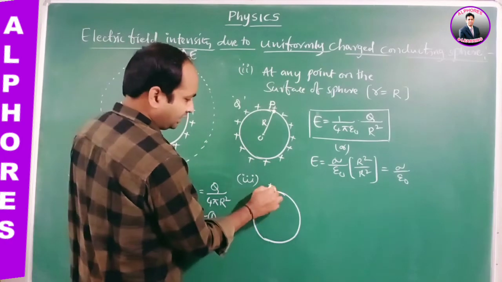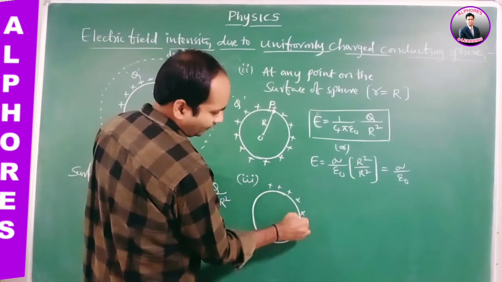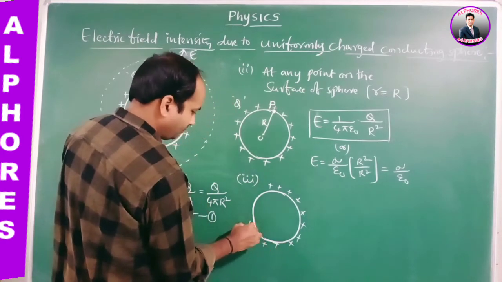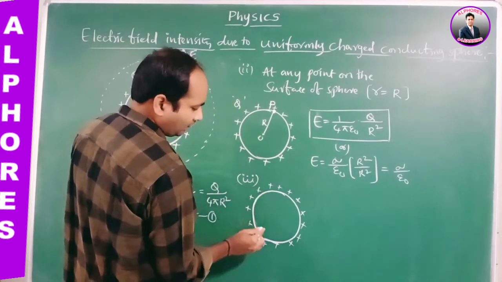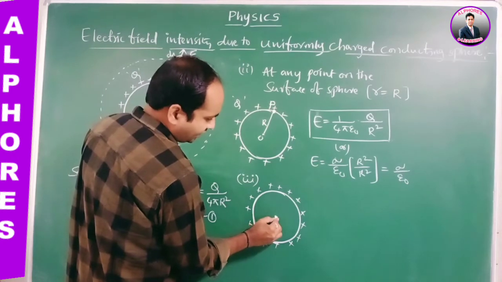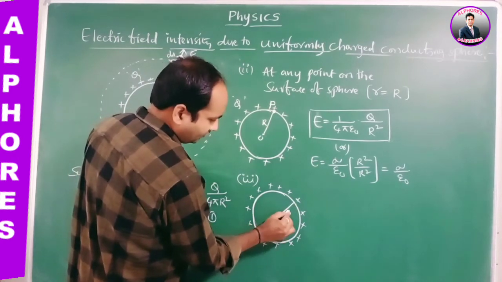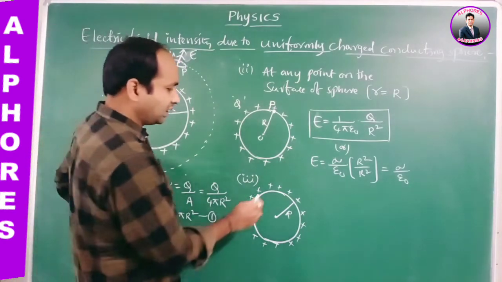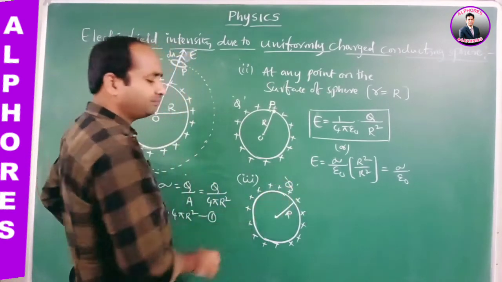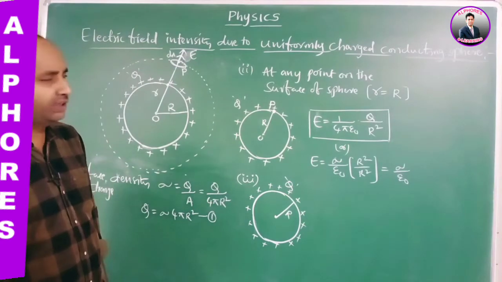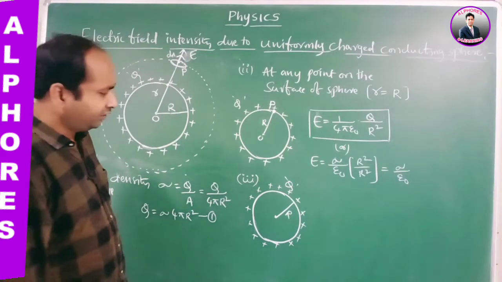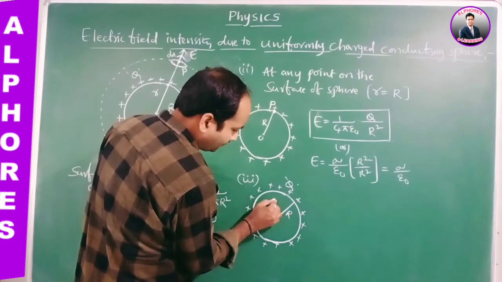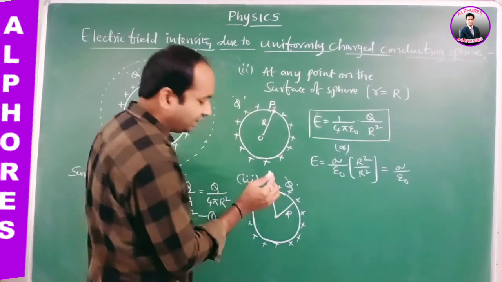This is a conducting sphere. The radius of the sphere, the conducting sphere, is capital R. The charge given is capital Q. Now we need to find the electric field intensity at any point inside the sphere.